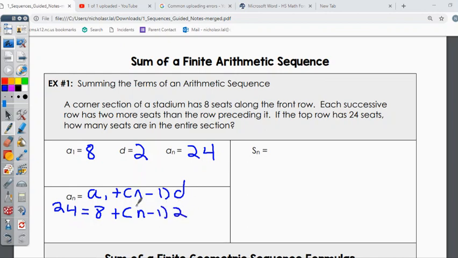All right? So subtract each side by 8. And you have 24 minus 8 is 16, which is equal to N minus 1 times 2, which is going to be equal to 2N minus 2. Add 2 to each side. 18 is equal to 2N, which means that N is equal to 9. All right?